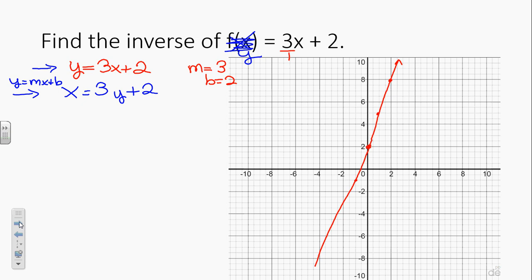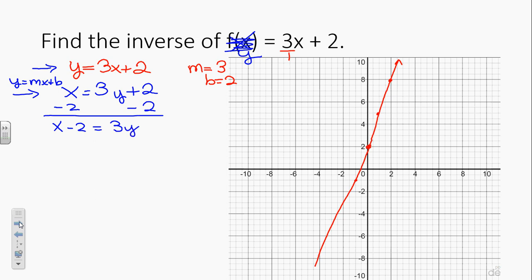Divide by 3, right? But before we divide by 3, because remember we have to divide everybody by 3, it would be nice if the 2 was on the other side first, right? But you could divide by 3, it wouldn't hurt anything. Just have to deal with the fraction earlier than you would otherwise. Okay? So we can take the 2 to the other side and get x minus 2 is equal to 3y.